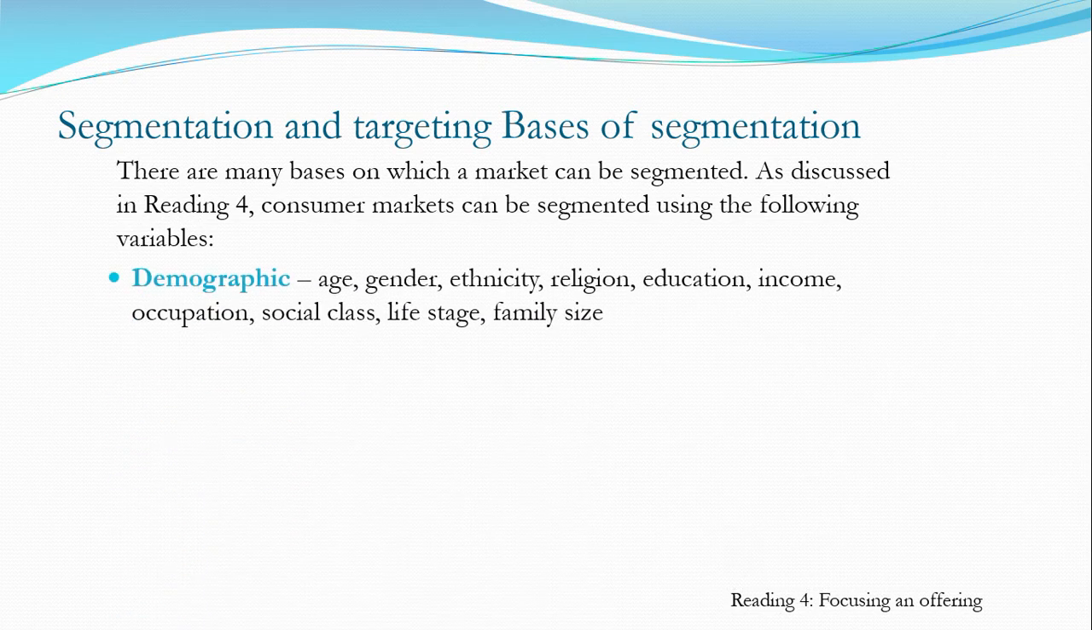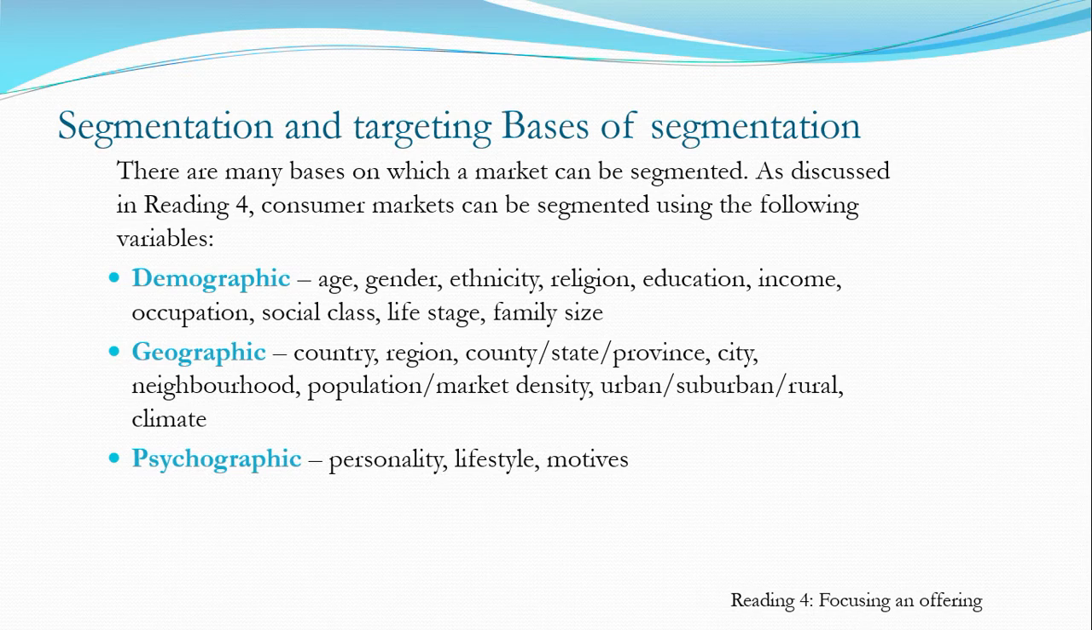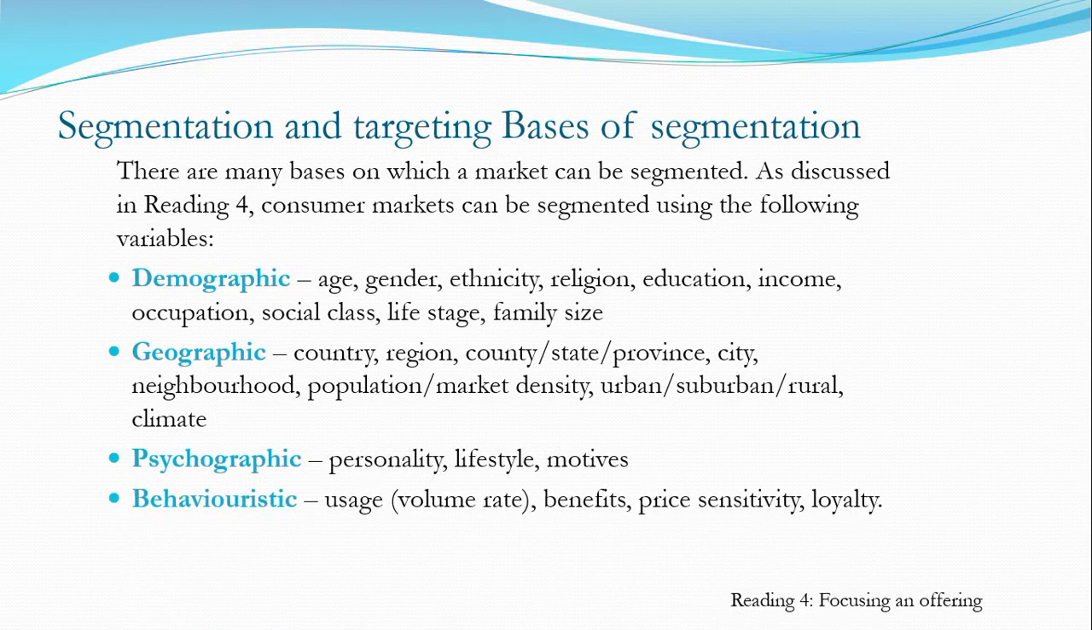Before going to targeting, we need to know the basis for segmentation. We actually have many bases, actually four bases for segmentation. So we can divide markets into parts based on four bases. We can divide people according to their demographic factors. Demographic factors means according to their age, gender, ethnicity, religion, and many other things. Demographic means the characteristics of the population.